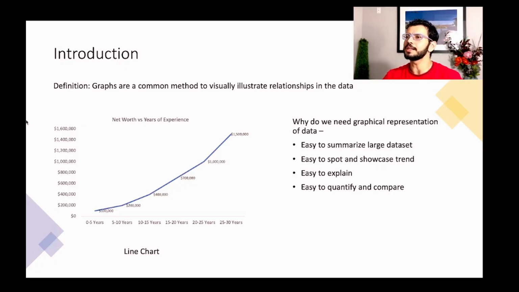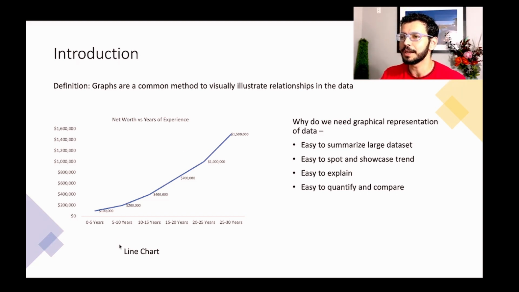All right, so let's get started with the definition. So the simplest definition that I could find for graphs is that graphs are the common method to visually illustrate the relationship in the data. This is probably the simplest definition that you will see, but if you go to Wikipedia and other sources, you will have like much more complex definition. But I feel like this does solve the purpose. So let's take a look at the example.